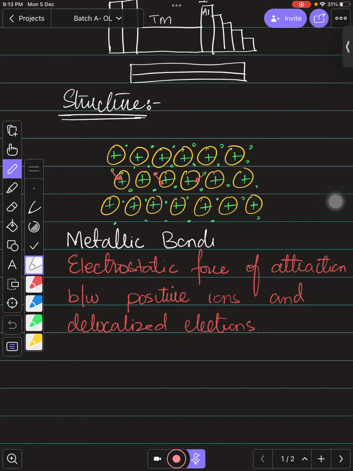Why are metals strong? Because they have metallic bonding inside them, right? Metallic bonding exists within a single metal. You don't need to consider it as being between two metals. You don't need to consider this.